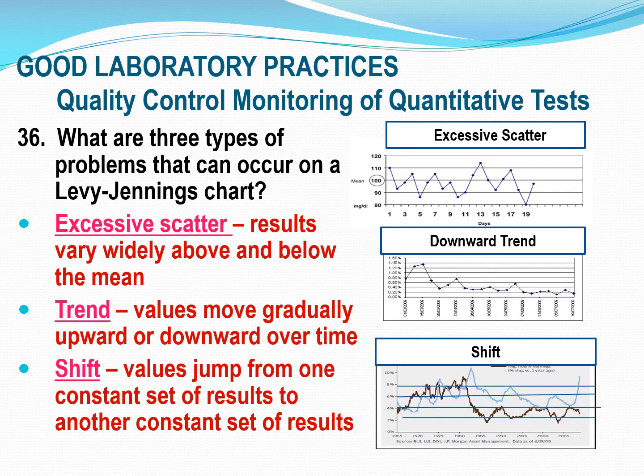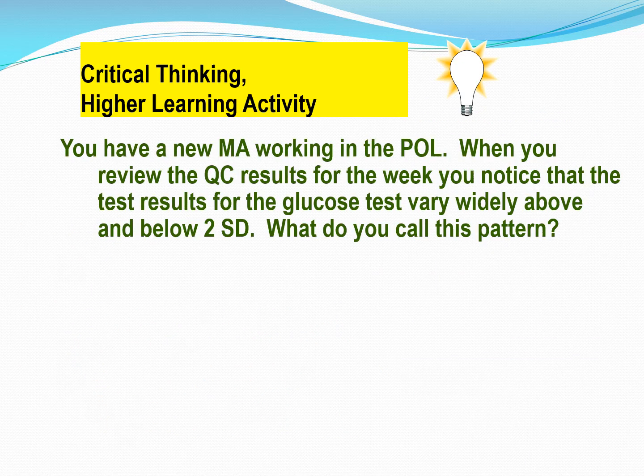We can use these in multiple ways to catch issues before they happen. Like in this shift, that may be one medical assistant doing results on these set days and another one on these set days, and we don't need that. We need everybody to be doing it exactly the same. We don't want to see excessive scatter or any downward or upward trends. We want to catch those early, and we certainly don't want to see a bunch of shifts.